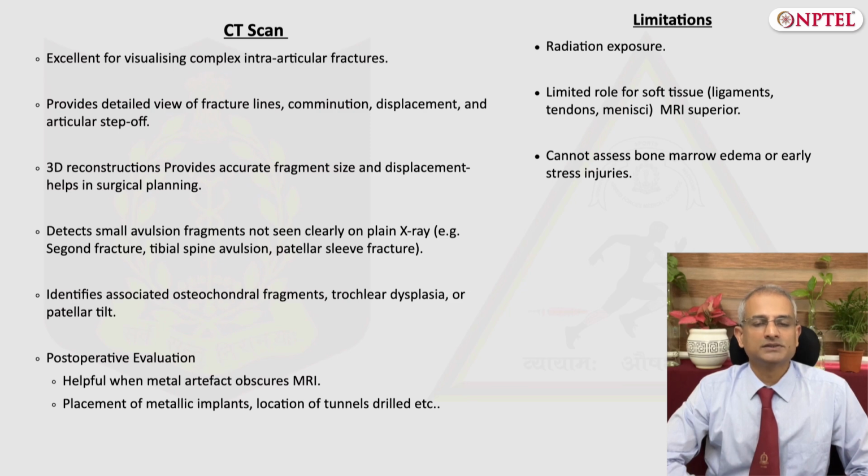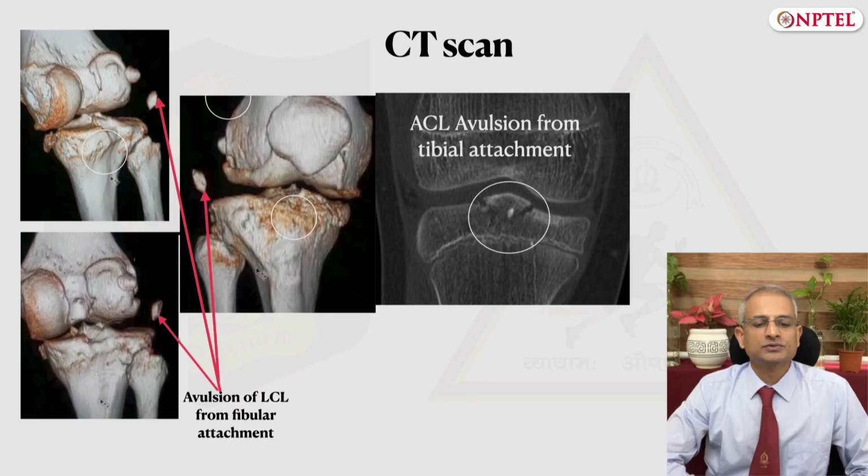Despite its advantages, CT scan has certain limitations. It exposes the patient to large amounts of radiation. It has limited role for soft tissue visualization of ligaments, tendons, menisci, where MRI is definitely much superior. It cannot assess bone marrow edema or early stress injuries. Now, this slide shows how subtle injuries can be picked up on a CT, which cannot be measured on an X-ray, like the fibular avulsion of LCL or the ACL avulsion injuries.